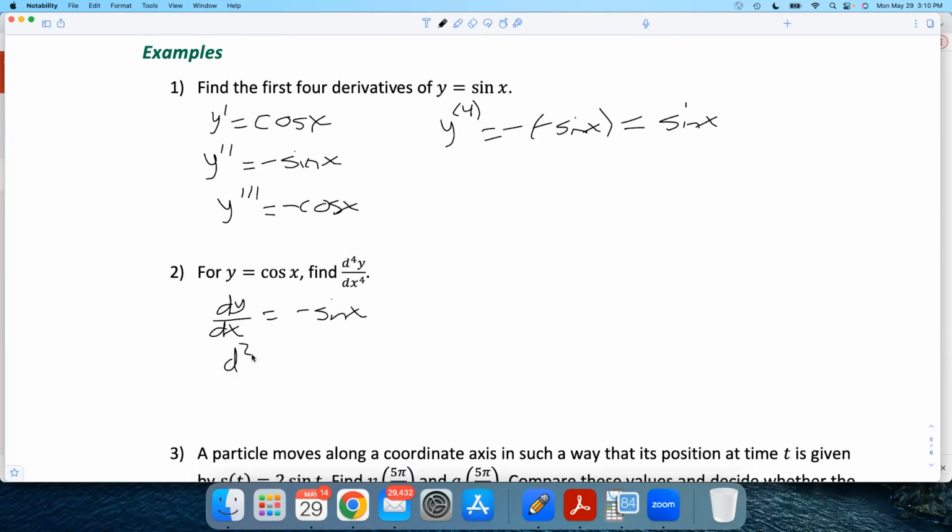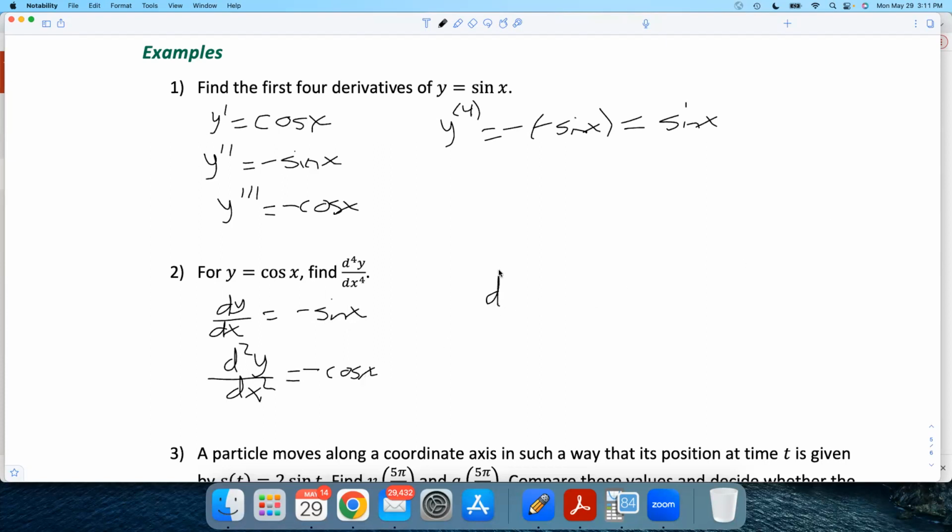The second derivative, so I know that looks like I've written x squared. I haven't. This is just a fancy way of saying take 2 derivatives of y, and x is your independent variable both times. The derivative of sine is cosine, and this negative comes along for the ride.